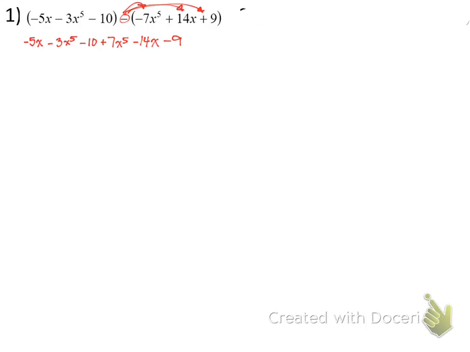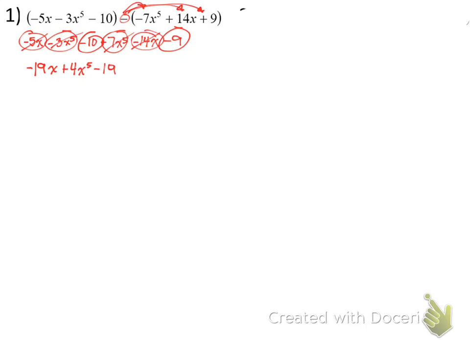Now what we want to do is combine like terms. We have negative 5x. We look for other places where there are x's. We have negative 14x, so that's going to become negative 19x. These two cancel out. Then we have negative 3x to the 5th and positive 7x to the 5th, that becomes positive 4x to the 5th power. These two cancel out. Then we have negative 10 minus 9, which is negative 19. Okay, now we've combined like terms.